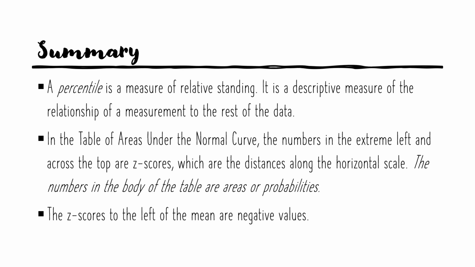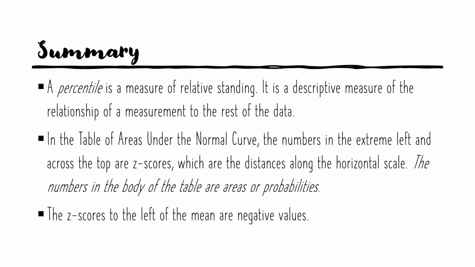For the summary, a percentile is a measure of relative standing. It is a descriptive measure of the relationship of a measurement to the rest of the data. We use percentiles in statistics to represent relative positions. In the table of areas under the normal curve, the numbers in the extreme left and across the top are z-scores, which are the distances along the horizontal scale. The numbers in the body of the table are areas or probabilities.